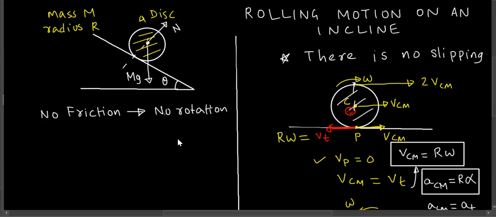Now if friction is there, so now we are saying friction exists. What is the direction of the friction force? Up the incline, right? So it always opposes relative motion. So now I have this friction force up the incline. Right now we will just say that it is some friction.